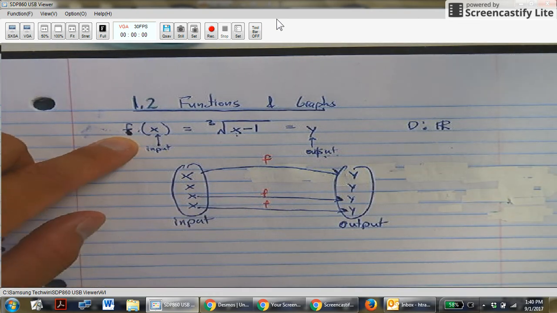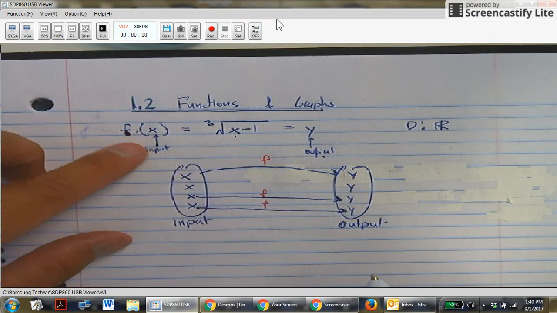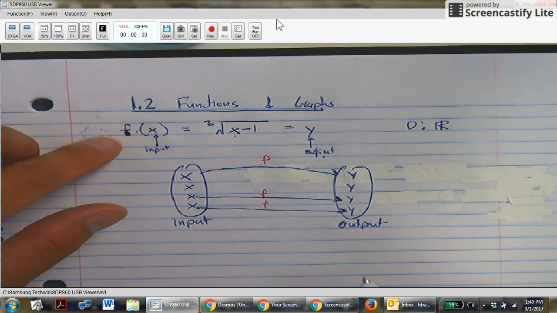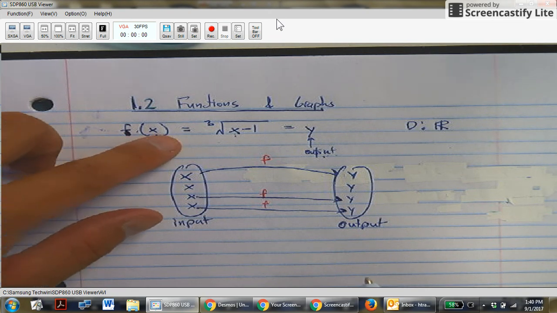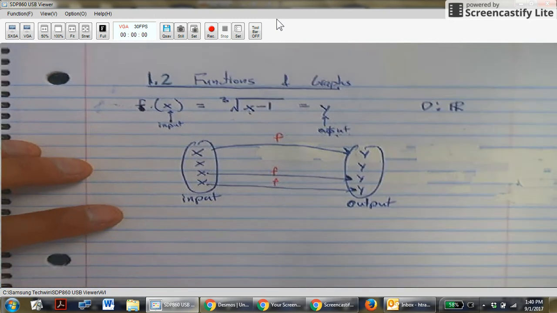This could be something else. It doesn't have to be f of x. It could be g of x, and it's still a function. What matters is the notation you write. The letter with parentheses with an input value, that indicates that you're talking about a function mathematically. Okay? So we got that.